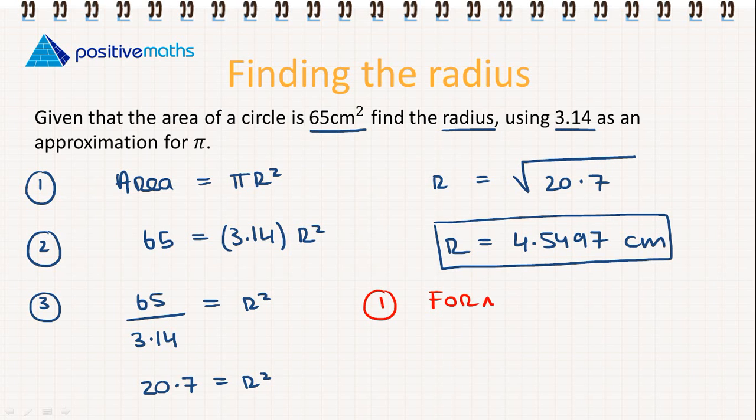So to recap on our steps, number 1 is our formula. Number 2 is fill in information that we're given. And number 3 is solve.